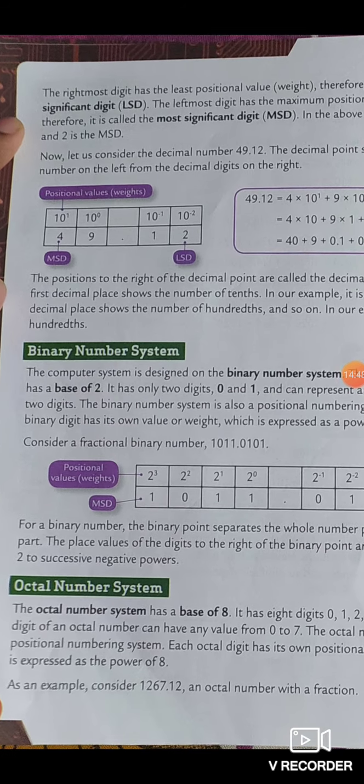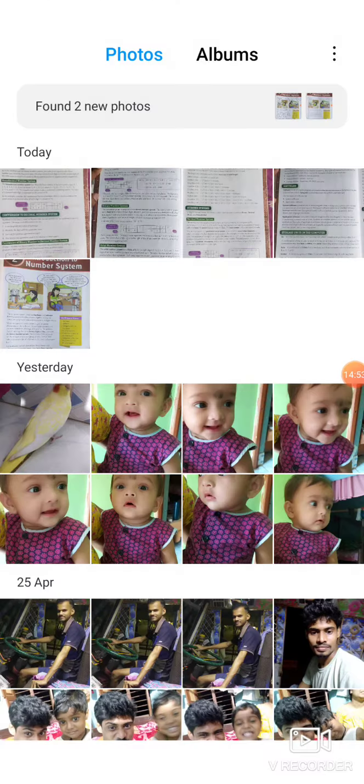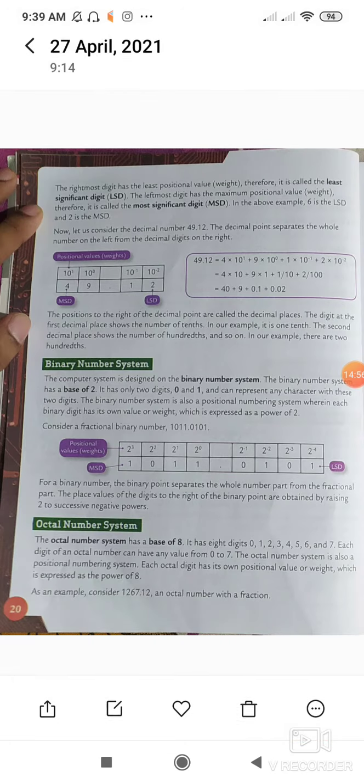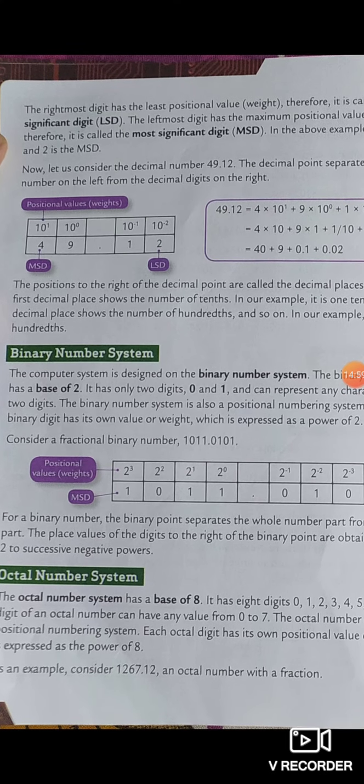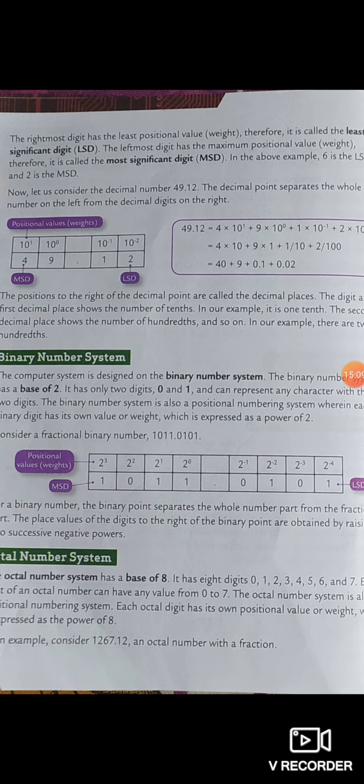The rightmost digit has the least position value weight, therefore it is called the least significant digit, that is LSD. The leftmost digit has the maximum position value weight, therefore it is called the most significant digit, that is MSD. In the above example, 6 is the LSD and 2 is the MSD.